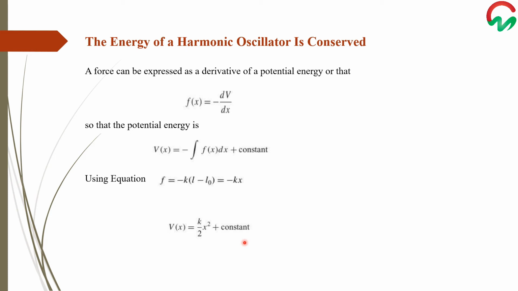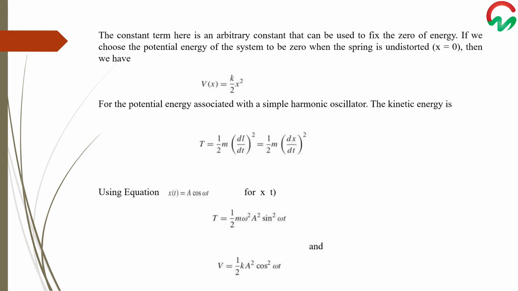The constant term here is an arbitrary constant, and it can be used to fix the zero of the energy. If we choose the potential energy of the system to be 0 when the spring is undistorted, at x equal to 0, then we can write potential energy as k by 2 x squared. This is the potential energy associated with the simple harmonic oscillator.